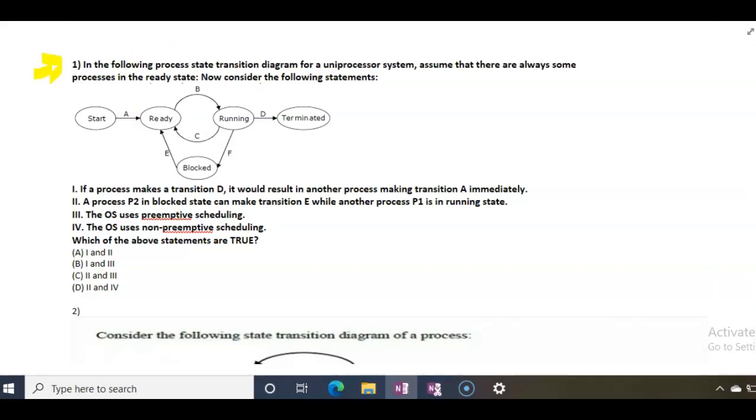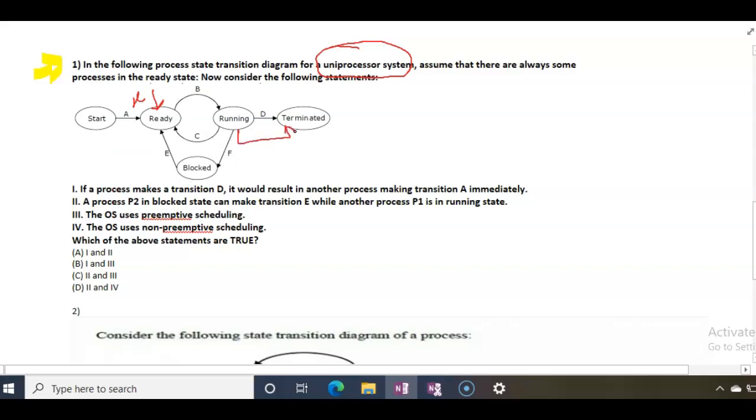Okay, so the first question is, in the following process diagram, this is the diagram of a uniprocessor. Just see this uniprocessor system. I mean it is not a multiprocessor. Assume that there are always some processes in the ready state. Always there are some processes in the ready state. Now consider the following statement. If a process makes a transition D, I mean it is just going from running to termination, this is transition D, then it would result in another process making the transition A.